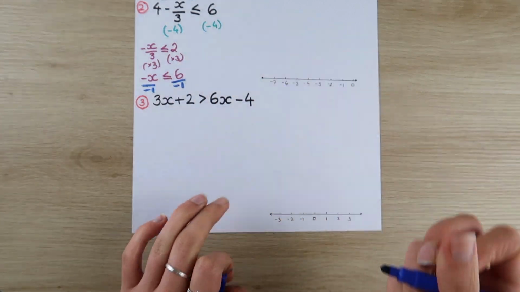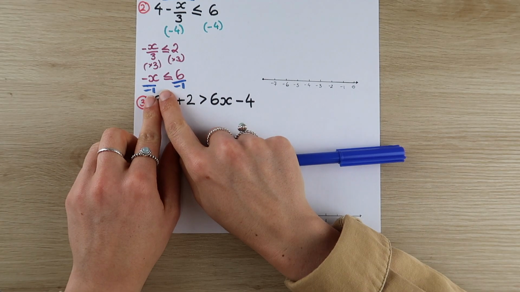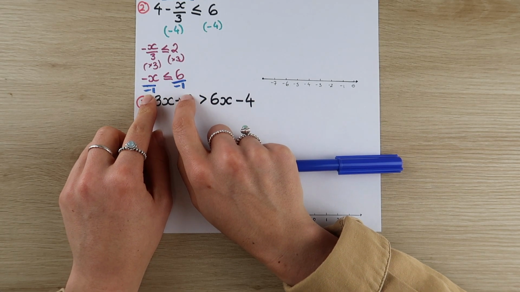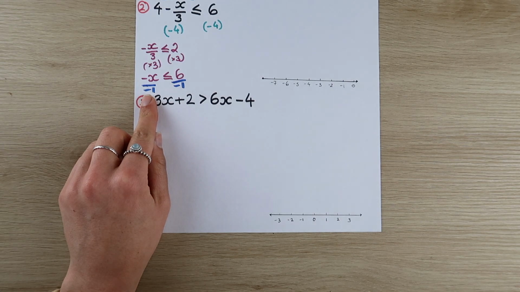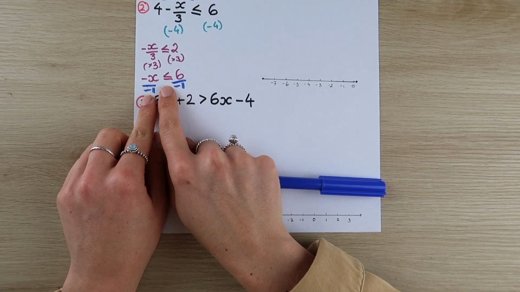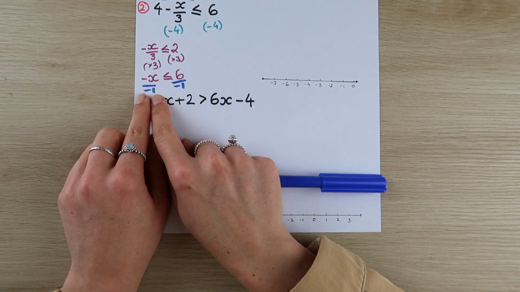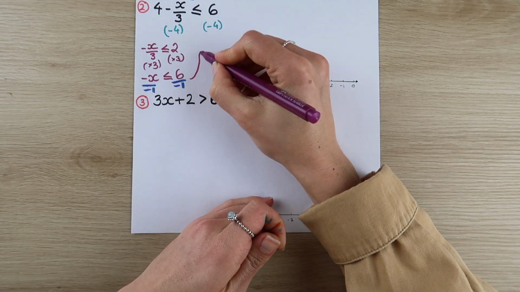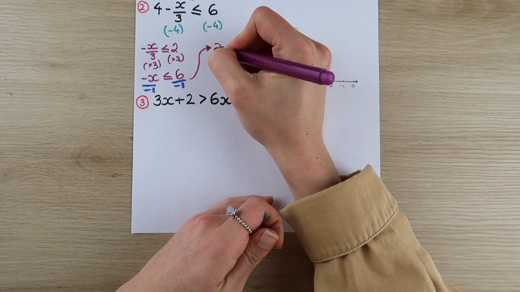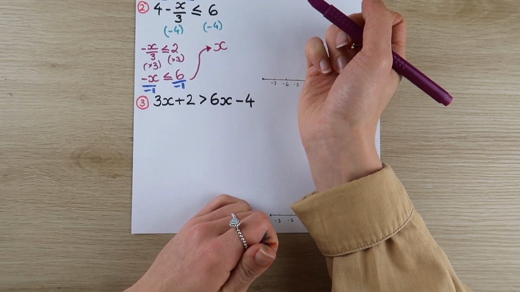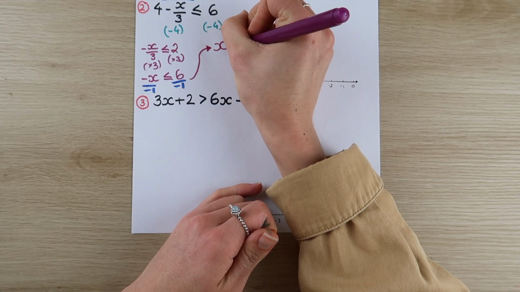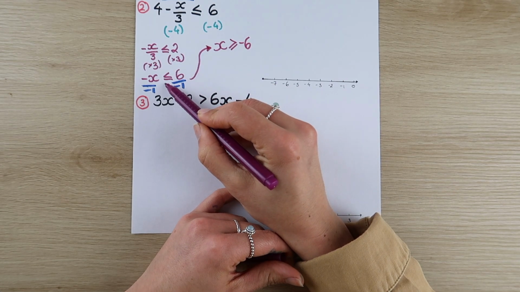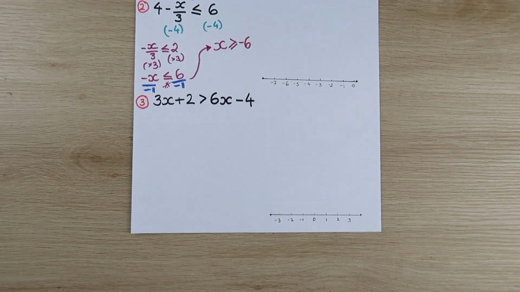Now, what happens at this, something kind of cool, when I multiply or divide a negative across my inequality symbol, I then flip it. So if this is less than, I'm going to now change it to greater than, because I've divided negative 1 across my sign. That becomes positive x, and now it's greater than or equal to negative 6, because I've applied the fact that I flipped this and the negative 1.